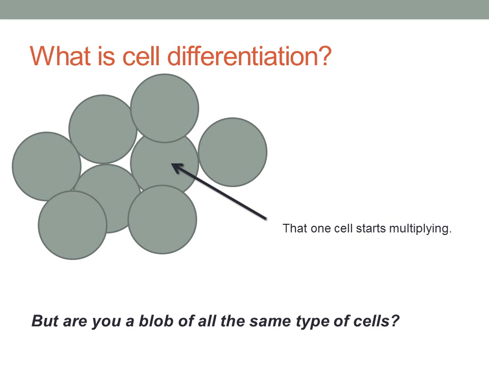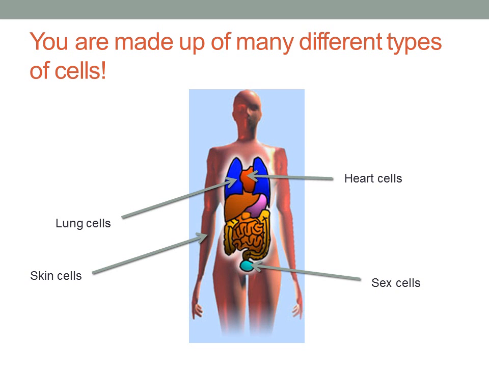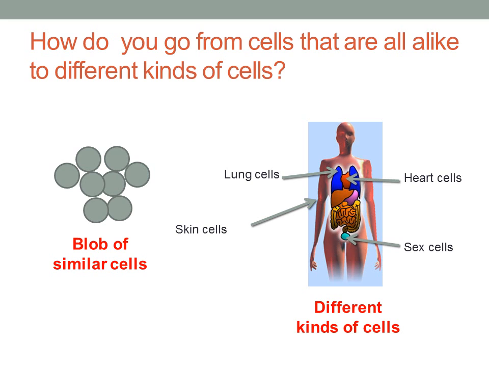Basically, one of those cells starts multiplying. So it now has copies of itself, and it keeps multiplying and there become more and more cells. But obviously you're a little bit more complicated than just a blob of the same type of cells. You are actually made up of many different types of cells. You have sex cells, lung cells, heart cells, skin cells, and many more types of cells. So how do you go from cells that are all alike to different kinds of cells? How did we go from the blob of similar cells to lung cells, skin cells, sex cells, and heart cells?